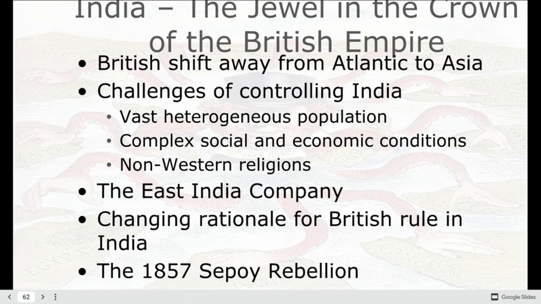And of course, they're shifting away from the Atlantic to Asia and Africa in particular. The British would focus a lot on India, which of course has a very heterogeneous population, but they had a lot of complex social and economic conditions, including the fact that there were both Hindus and Muslims living in India, the fact that they had a caste system which relegated people to the same jobs and status as their parents and their parents before them. And the British kind of led the way through economics, particularly through the East India Company.